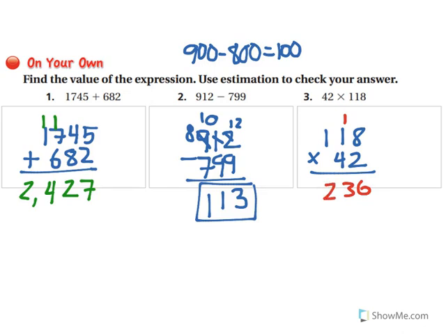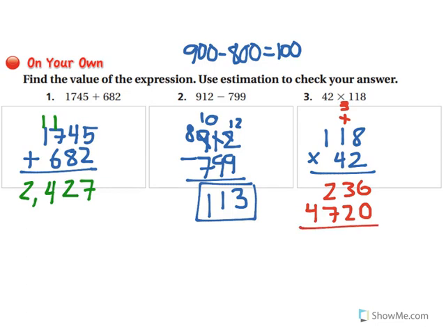And then I'm going to go ahead and do the 4. 4 is in the tens place. I'm going to put a 0 here. So I have 4 times 8 is 32. Carry my 3. 4 times 1 is 4, plus 3 is 7. And then 4 times 1 is 4.